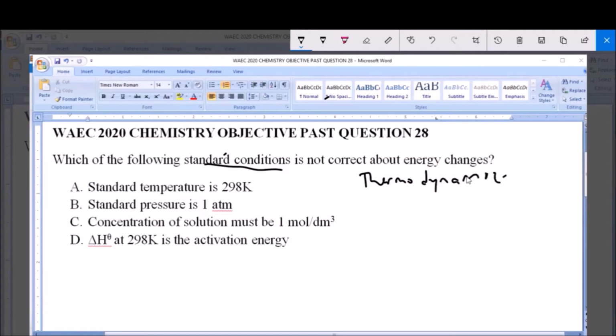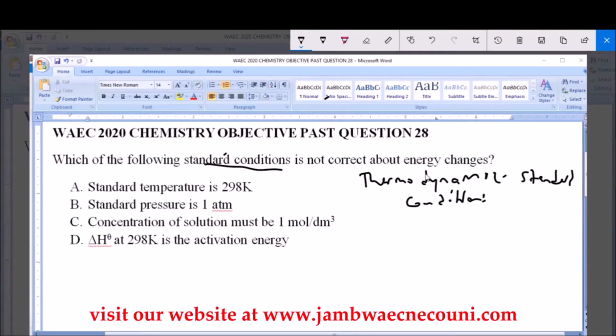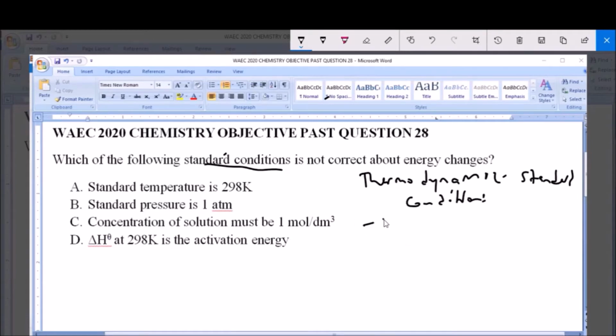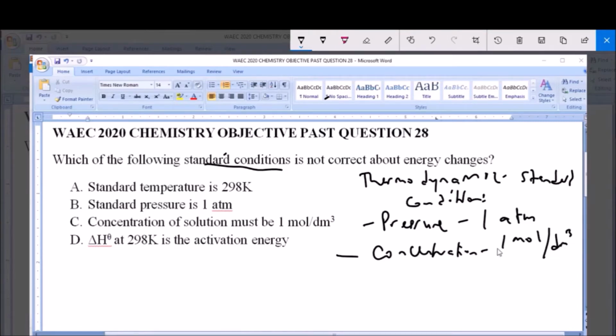So thermodynamic standard conditions, and let's look at what the standard conditions for thermodynamics are. So first you have the standard pressure, at 1 atmosphere for thermodynamic standards. And then you have standard concentration in thermodynamics to be 1 mole per dm cube.